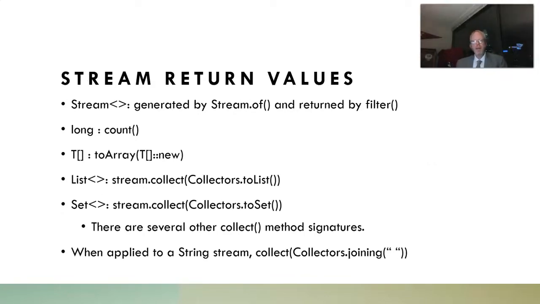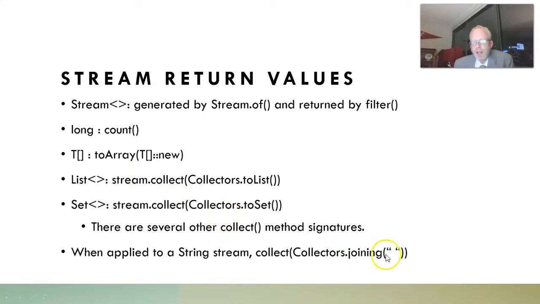So, some common return values that we'll find in our stream operations. Stream.of is a way we can generate a stream, and also filter is a way we can filter down a stream. Those will both return a stream type. Count will return a long. We kind of saw an example of that in that last slide. And then stream.collect, collectors to list, returns a list. Collectors to set, returns a set. And there's several other collectors operations that we can look at as well.